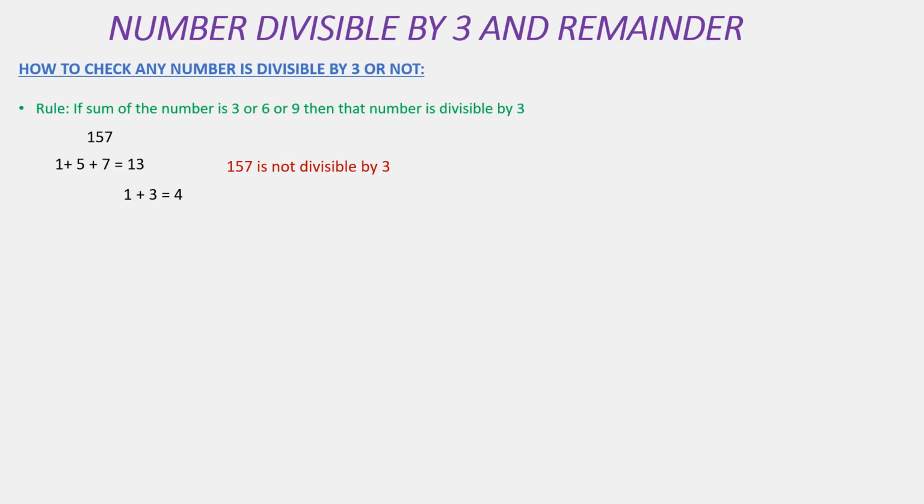We will see another example, 1284. The sum of 1284 is 6. So this number is divisible by 3.